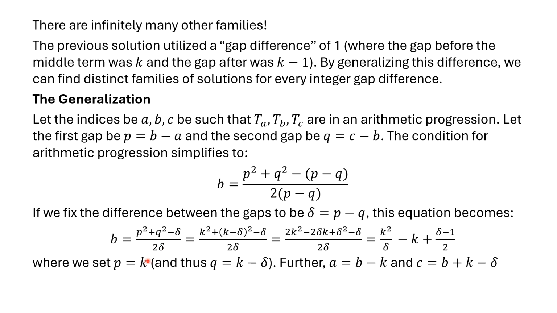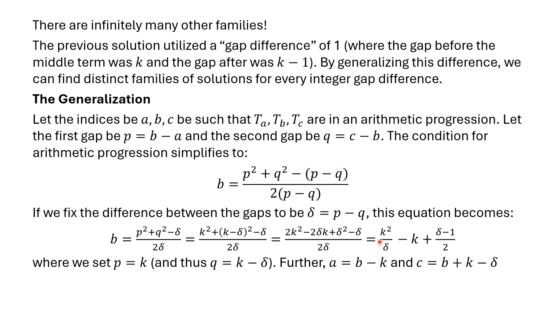Then we put in k for p, so we get k squared. Then k minus delta for q. And then the other 2 terms, this and this, are as they were here. We multiply this out and we add it to k squared. So we get 2k squared minus 2 delta k plus delta squared minus delta, divided by 2 delta. And then we just divide this into each of the terms.